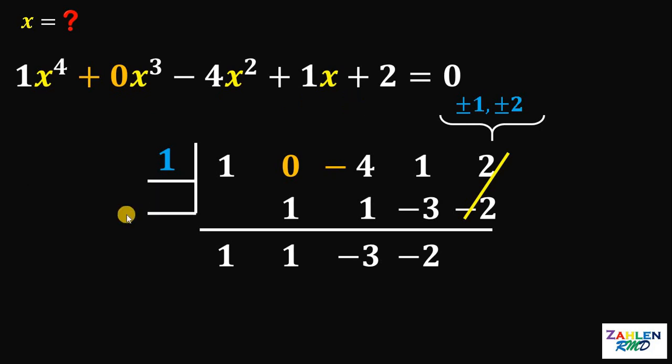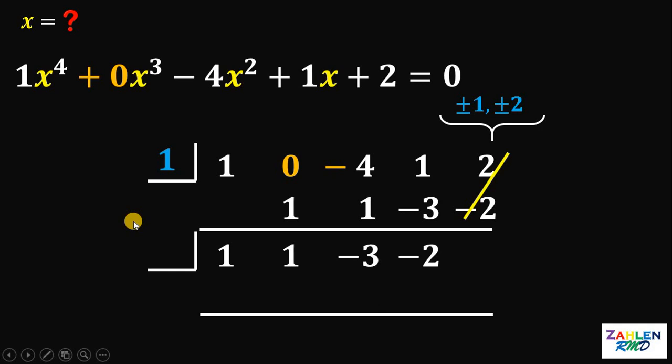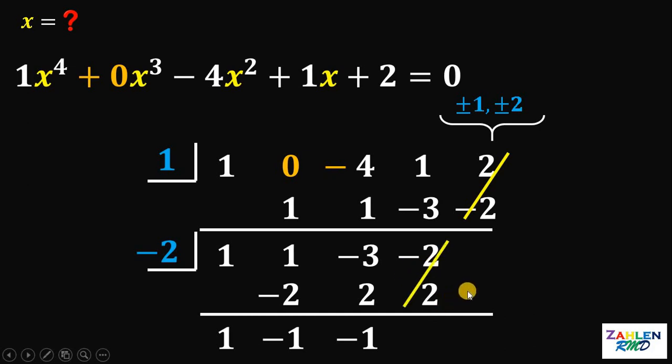Now let's continue. This is called continuous synthetic division. Again, we chose 1 on the first, so let's choose negative 2 on the second. We do the same thing. Let's bring down 1. 1 times negative 2 is negative 2. We put the negative 2 right here. 1 plus negative 2 will give us negative 1. Then negative 1 times negative 2, we have positive 2. Negative 3 plus 2 will give us negative 1. Then negative 1 times negative 2 will give us positive 2. And for the last entry, negative 2 plus 2 is just 0. It follows that x equals negative 2 is also a solution to this equation.